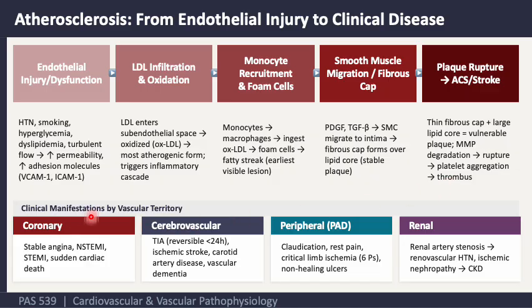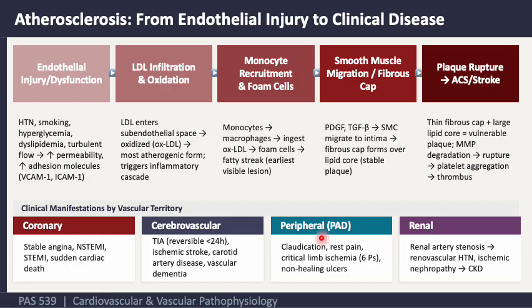So the clinical manifestations by vascular territory include, in the coronary, stable angina, non-ST elevation MI, ST elevation MI, sudden cardiac death, or in the cerebrovascular territory, you can have a TIA, which is usually reversible within the first 24 hours. You can have an ischemic stroke. You can also have carotid artery disease or vascular dementia based on this.